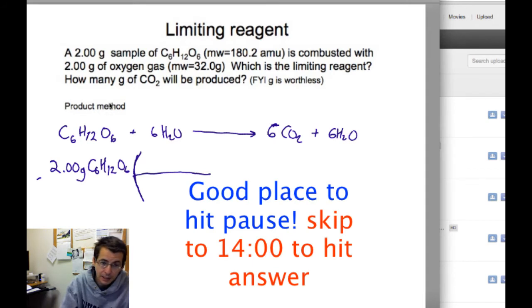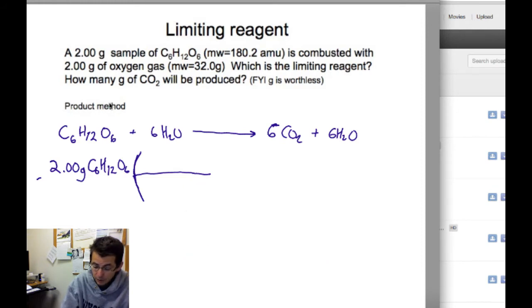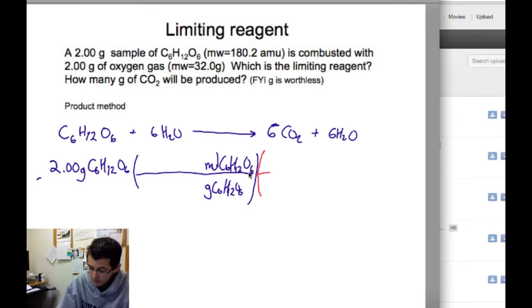So we set this up like any other chemistry problem. We predict how much product can form. So we know that given 2 grams of C6H12O6, we can convert that to moles using the molecular weight. So we can use stoichiometry and standard mole to gram conversions. So we can take the grams of C6H12O6 and moles of C6H12O6.